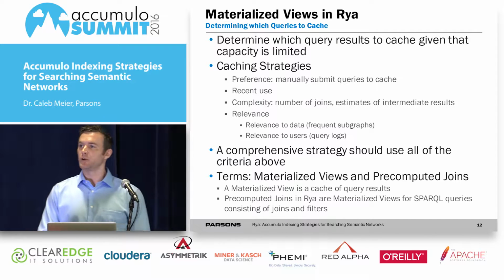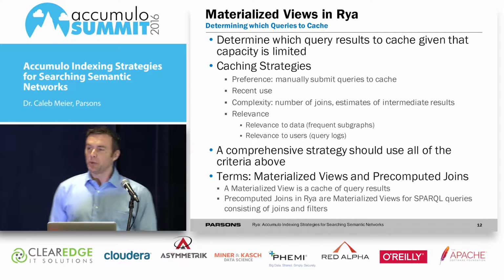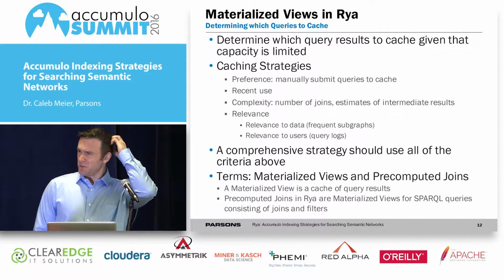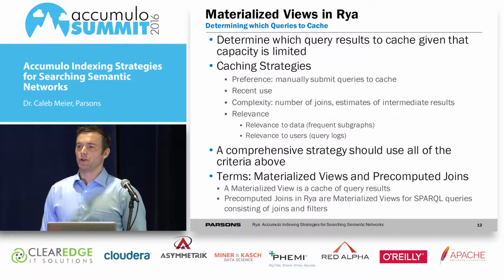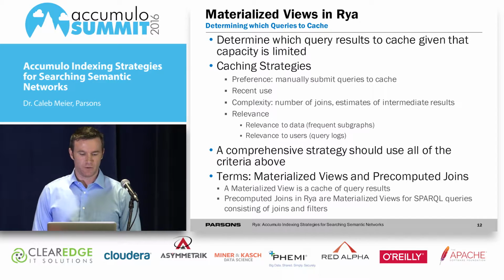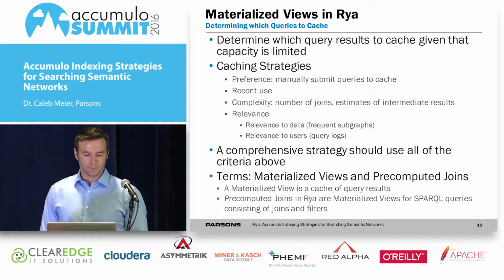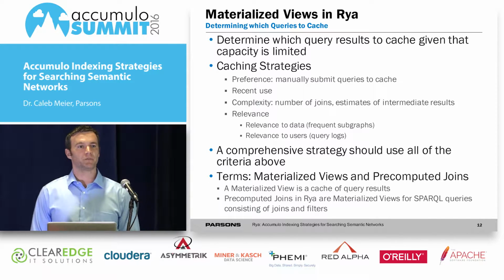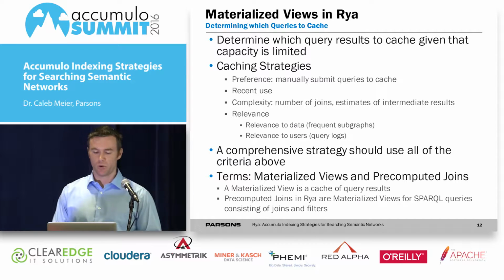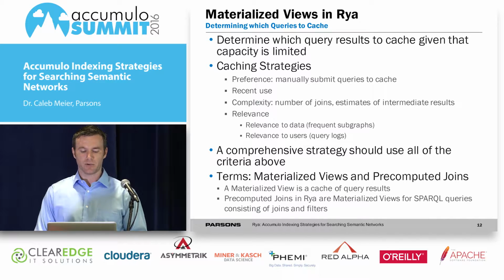So let's first talk a little bit about materialized views in RIA. A little bit about terminology. I'm going to use the term materialized view and precomputed join somewhat interchangeably. Materialized views is a relational database term that refers to cached queries. You can basically store your results in an actual table, which you explicitly refer to when you write your query. Whereas for precomputed joins, we don't explicitly refer to the cached results that we're interested in.